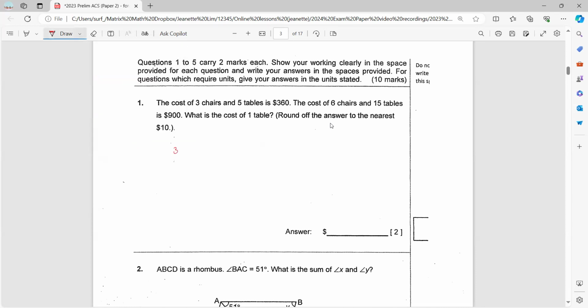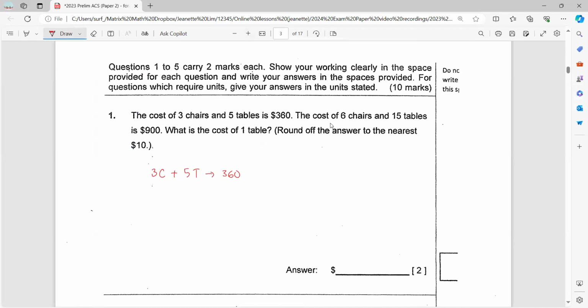3 chairs plus 5 tables is $360. Then 6 chairs plus 15 tables gives us $900. So we're supposed to find the cost of 1 table.